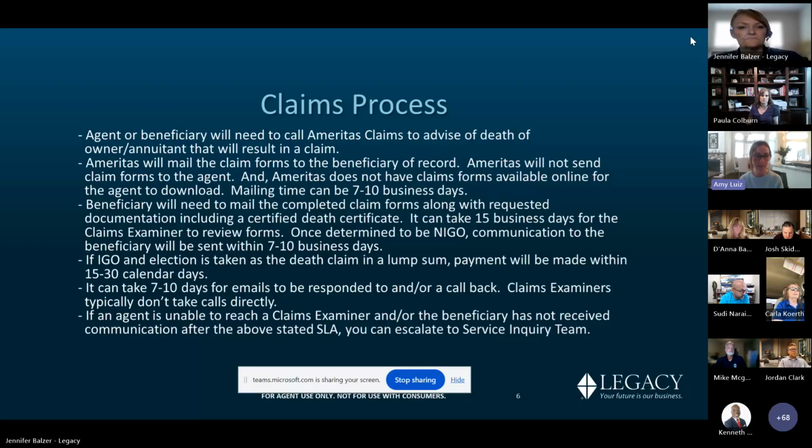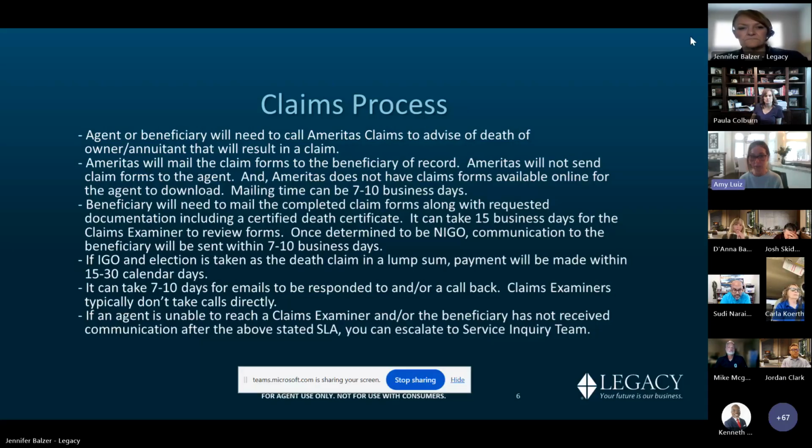The beneficiary, once they receive the forms, would need to mail the completed claim forms back along with requested documentation, including a certified death certificate. Once it's received, it can take about 15 business days for the claims examiner to review the forms.